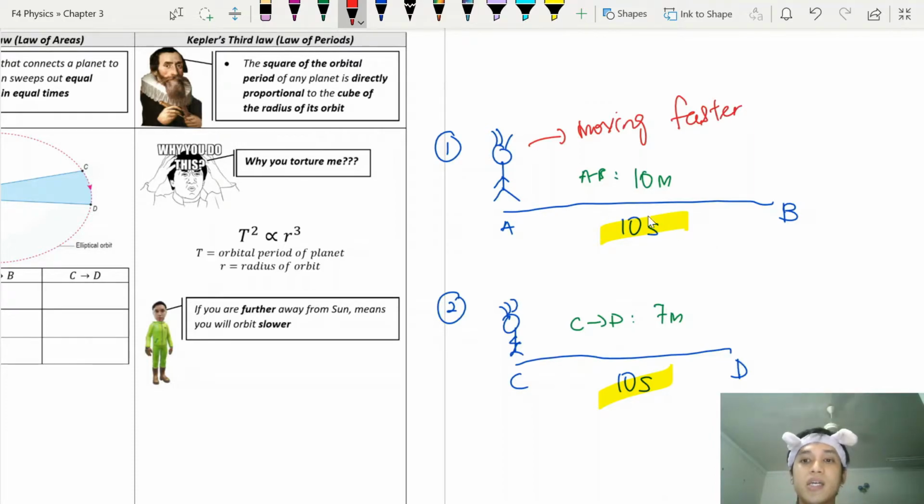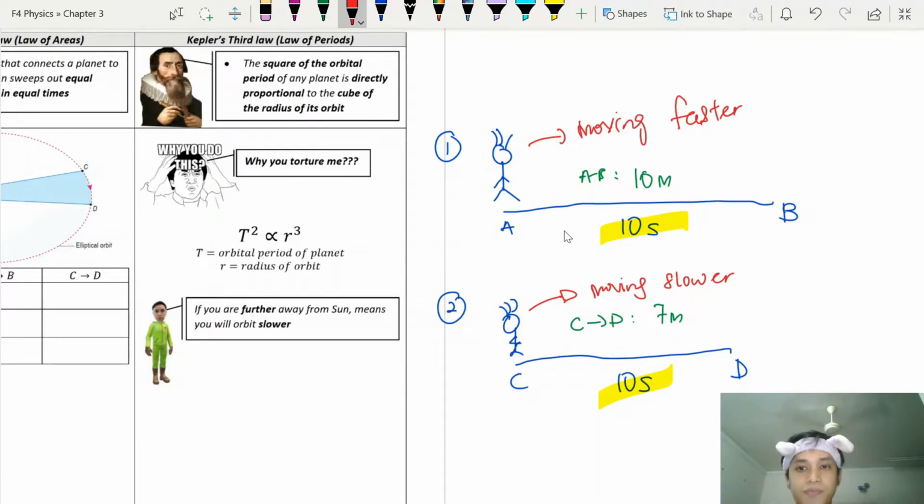Very logical, right? Both have the same amount of time. But in situation 1, I can go further. Why? Because I'm moving faster lah. In situation 2, I'm moving slower. That is why in the same amount of time, from C to D, I only travel 7 meters. The total distance traveled here compared to situation 1.